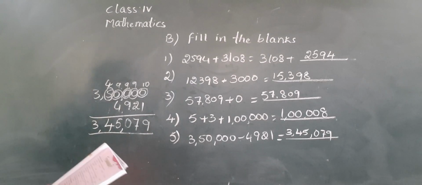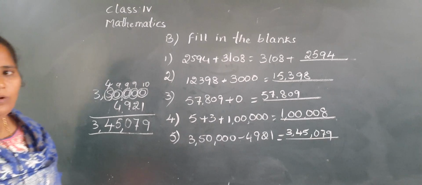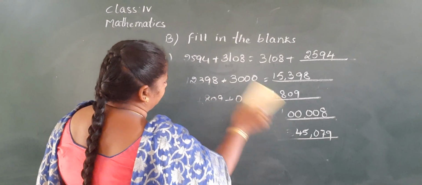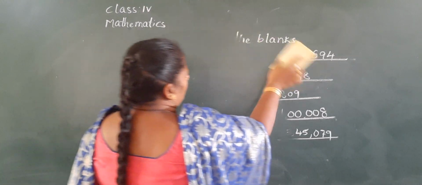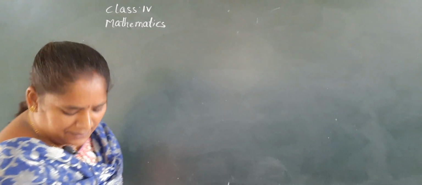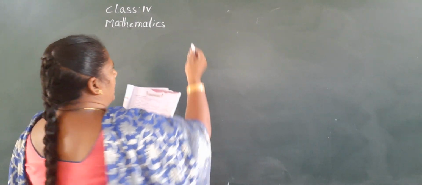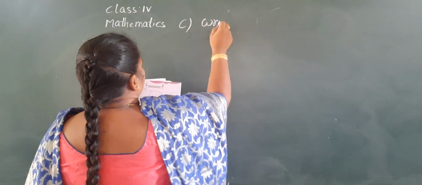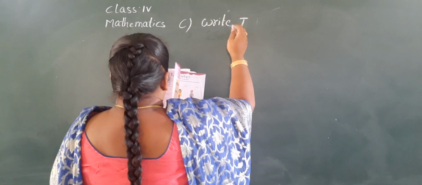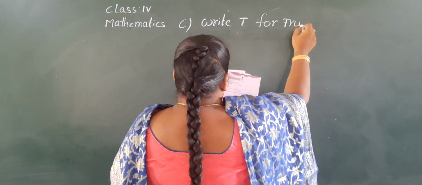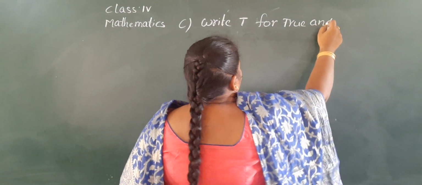Note down this. Okay? And now C Roman. Now we are doing this chapter revision. So you have to complete A, B, C Romans in the textbook and D Roman we will do in classwork. Okay, write T for true and F for false.